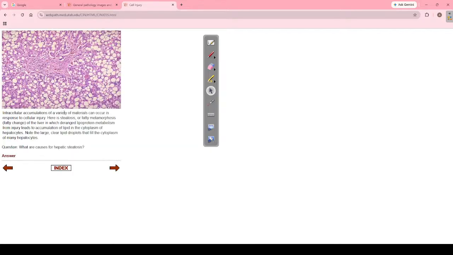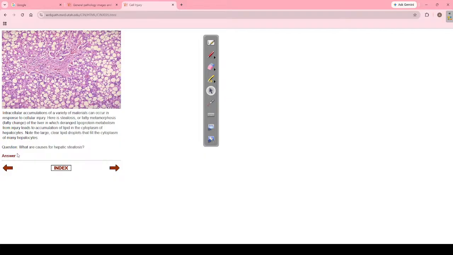Then we have intracellular accumulation of various material in response to cellular injury. Here it is a steatosis or fatty metamorphosis. Fatty changes in liver. Very many fat globules you can see everywhere, in which deranged cell protein metabolism from injury leads to accumulation of lipid in the cytoplasm of hepatocytes. So there are large clear lipid droplets that fill the cytoplasm of many hepatocytes.